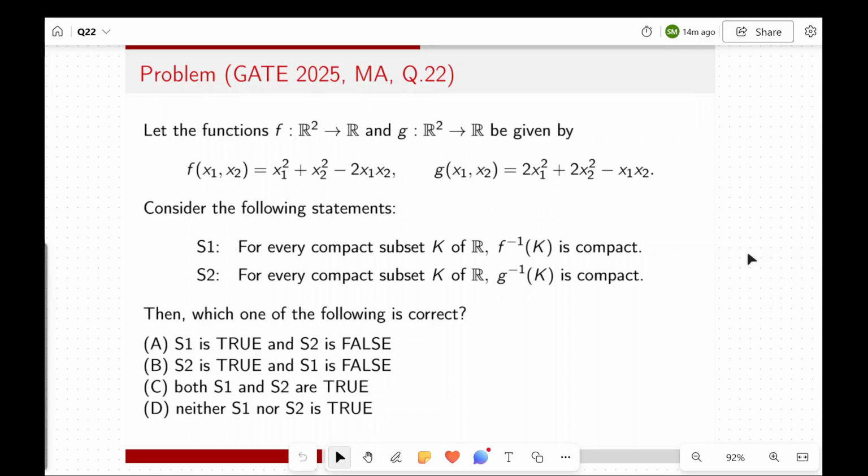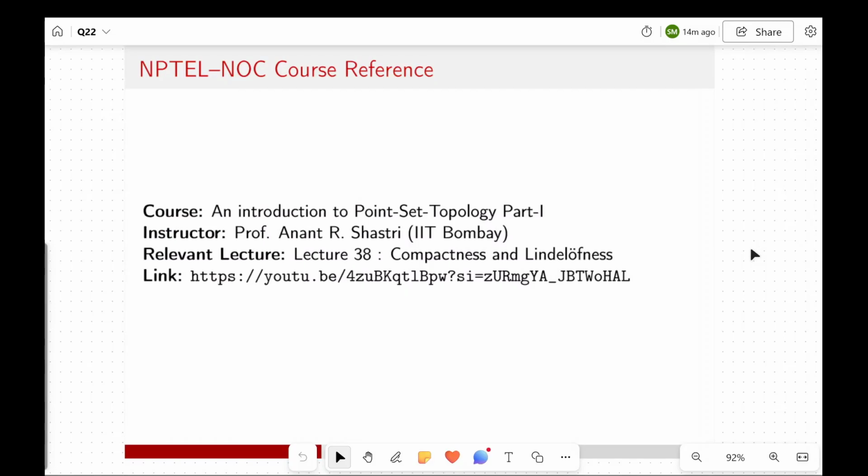Before solving the question, let me display the NPTEL analysis course references, which can be used as study material for solving this kind of problem. Here I'm displaying the NPTEL University course references, which can be used as lecture material. The relevant YouTube link is given. You can directly go to this lecture and watch to get a grasp of solving this kind of problem. Now, before solving the problem, let me state some important theorems which can be used for solving this problem.